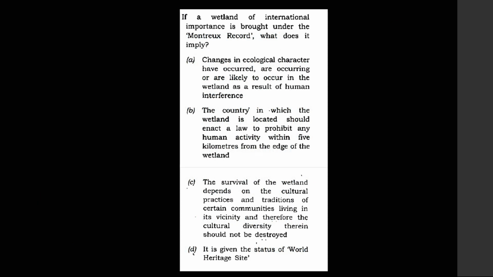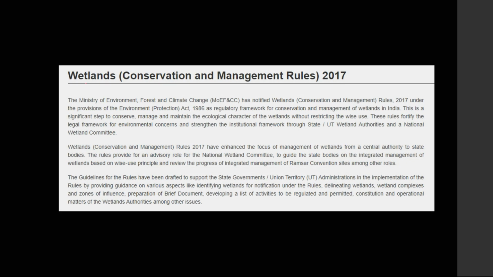Next, you can see a question has come on what? Montreux record, which I have told you. Again, very important. Montreux record, very, very important, where some ecological change has happened in the wetland, that is called Montreux record. So the answer is option A. Okay, next, yes, I was telling you the wetland conservation rules 2017 are very, very important. Definitely you should prepare this.